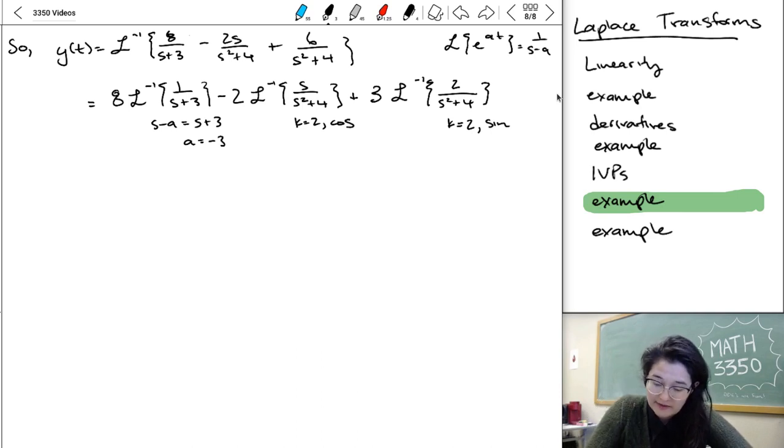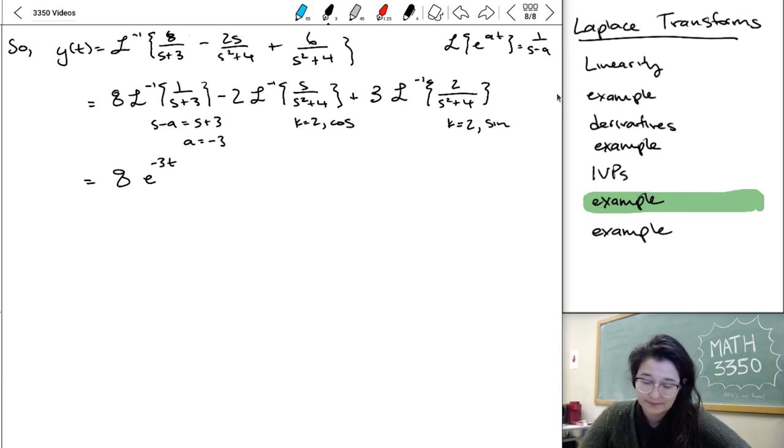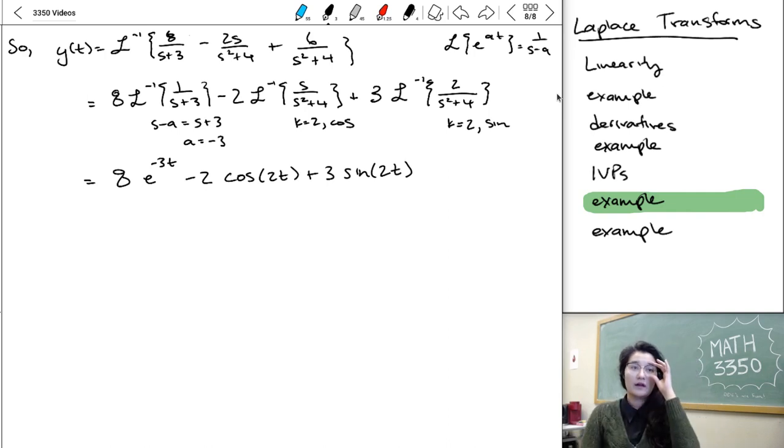So taking our inverse Laplaces, first we apply that property. We've got L inverse of 1 over s plus 3 must be e to the minus 3t, because that's our at. Minus 2, that L inverse is just a regular cosine of kt, but for us k is 2. And then for that last, we've got a regular sine of kt for k equal to 2. And then that's our answer.